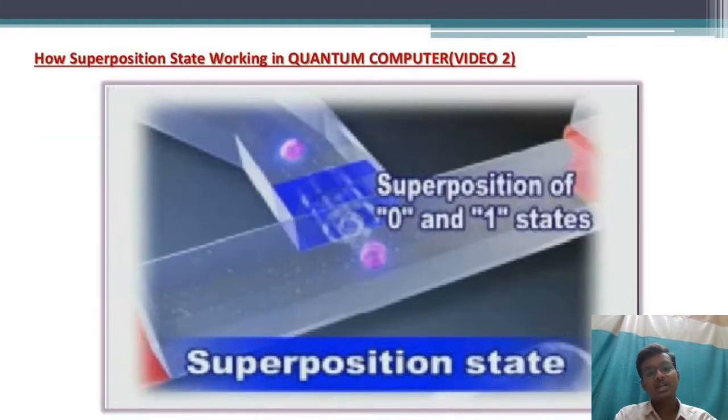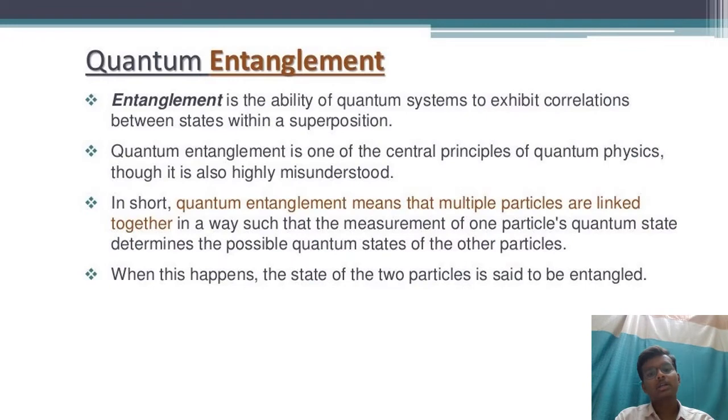How does the superposition state work in quantum computers? Superposition of 0 and 1 states. Quantum entanglement. Entanglement is the ability of a quantum system to exhibit correlations between states within a superposition. Quantum entanglement is one of the central principles of quantum physics, though it is also highly misunderstood.